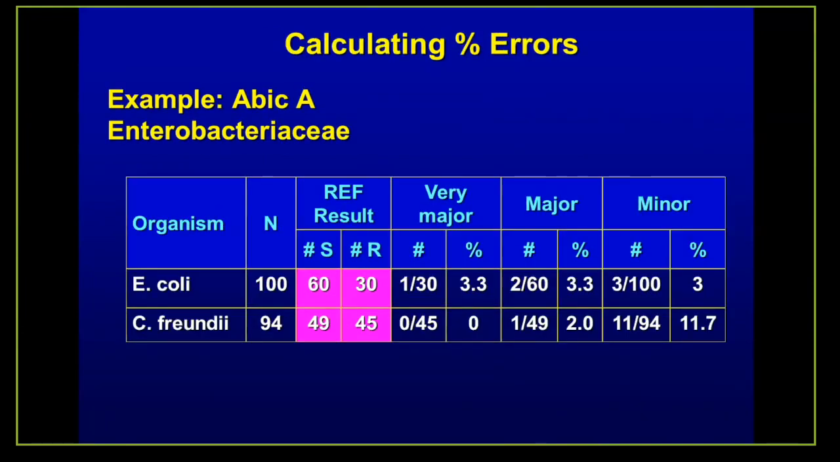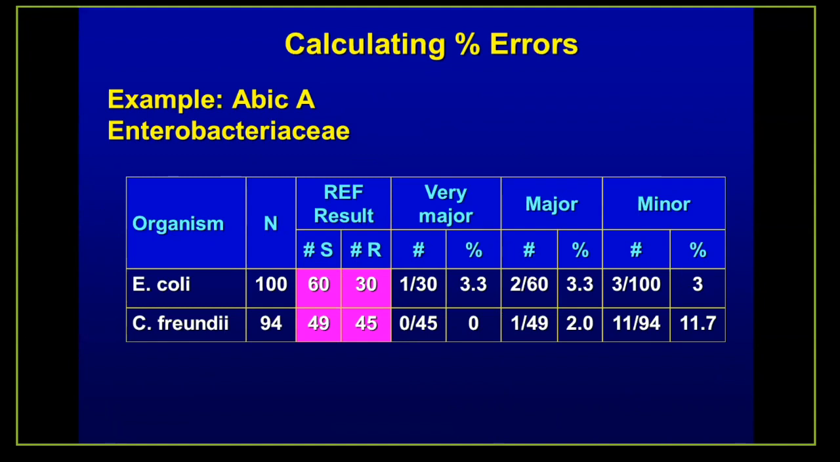Continuing with this same hypothetical example, we have listed here how to calculate the very major, major, and minor errors. For the E. coli, there were 100 isolates tested. 60 of them were susceptible, 30 of them were resistant. We've shown here how to calculate the very major, major, and minor errors.